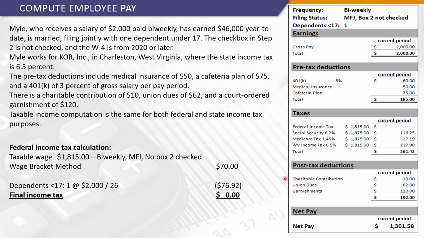Next, we deduct the post-tax withholdings for charitable contributions, union dues, and garnishments for a total of $192. And after subtracting from the gross pay of $2,000 the pre-tax deductions of $185, the taxes of $261.42, and the post-tax deductions of $192, we arrive at the net pay of $1,361.58. Let's look at another example.